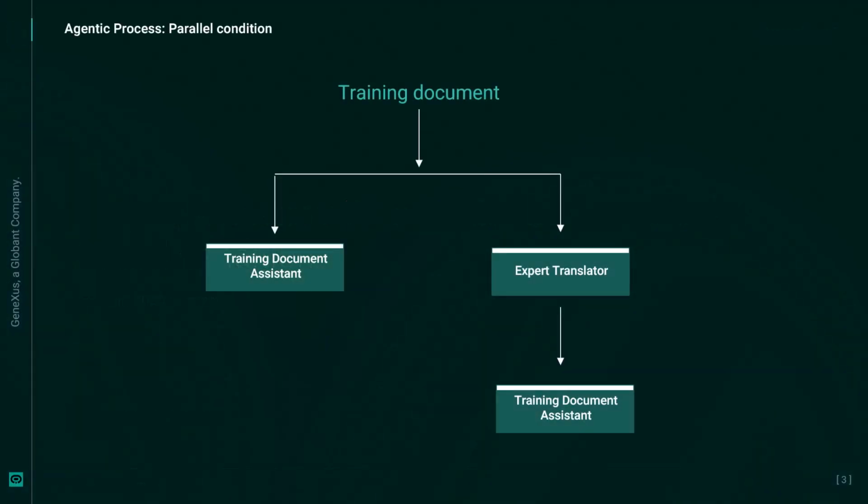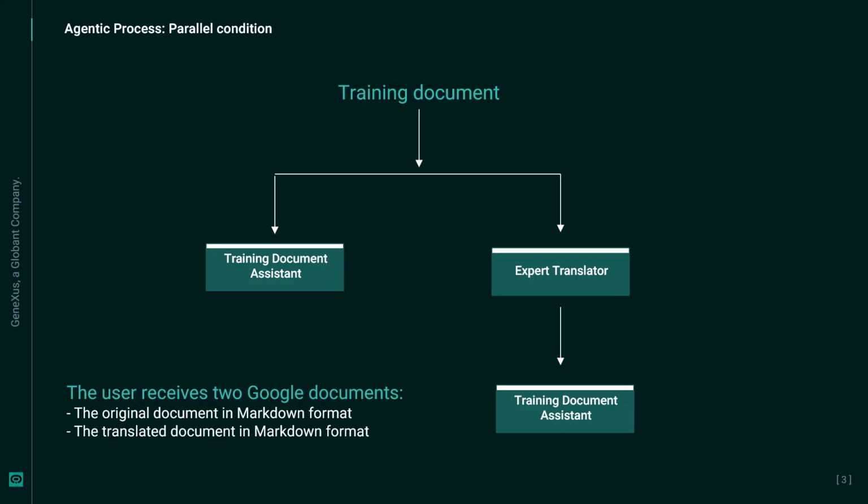The objective then is to create a process that allows taking a source document in Spanish, applying Markdown formatting to it, and in parallel, translating it into a language specified by the user and applying the same formatting. As a result, the user will receive 2 Google documents by email, one corresponding to the formatted source document and the other corresponding to the translated and formatted document.